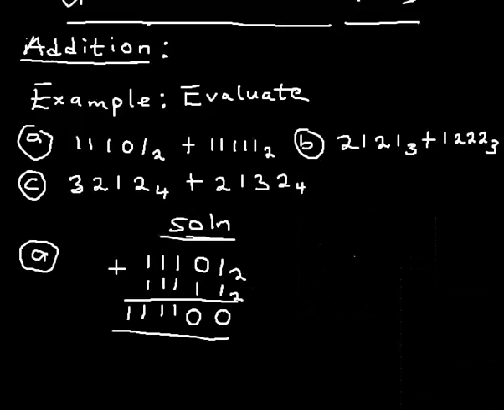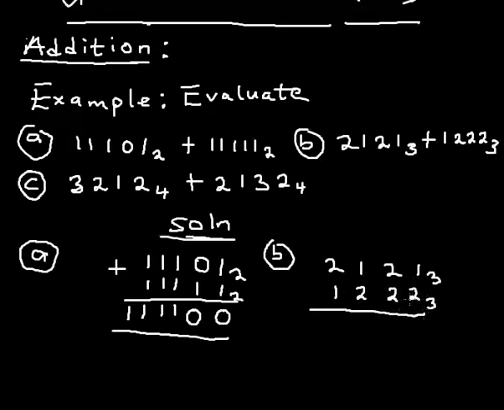Then of course the B part of the question. Let me arrange: 2 1 2 1. This is in base 3. Now this is 2 2 2 1 in base 3, right? Let's add. Remember, it's base 3, so if I add this up to 3 or above, I'll have to divide, write my remainder, and carry my result to the next addition.